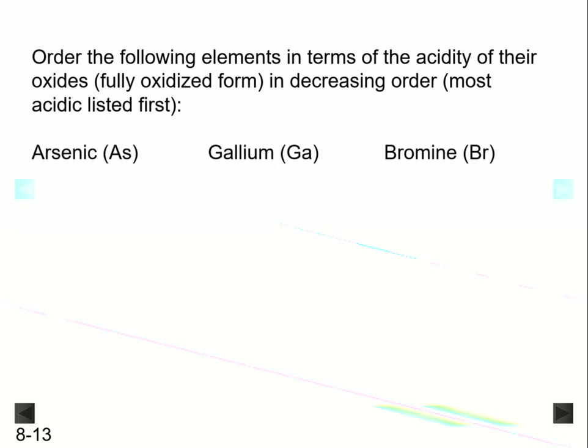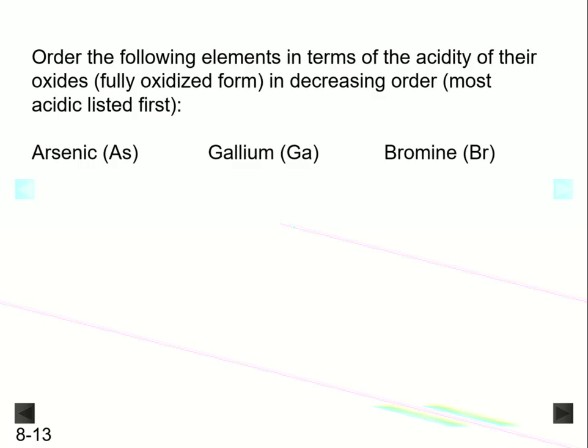Now, we also can look at the acidity of the corresponding oxides for various elements. As we saw earlier, more metallic elements have alkaline or basic oxides, non-metal or less metallic oxides form acidic oxides. So for these three elements, arsenic, gallium, and bromine, consider their most highly oxidized form.